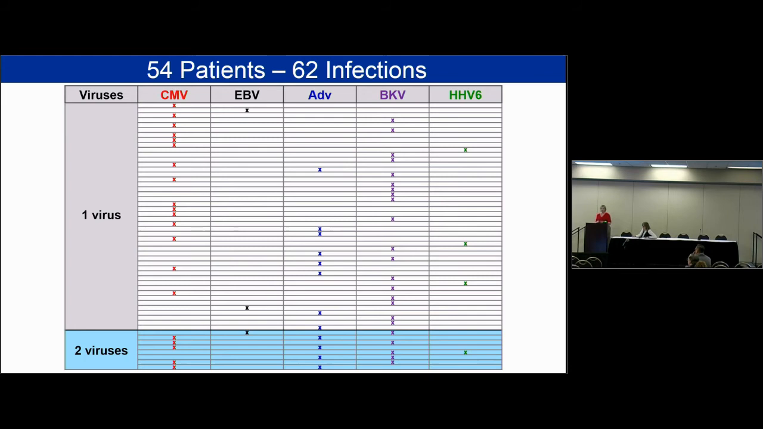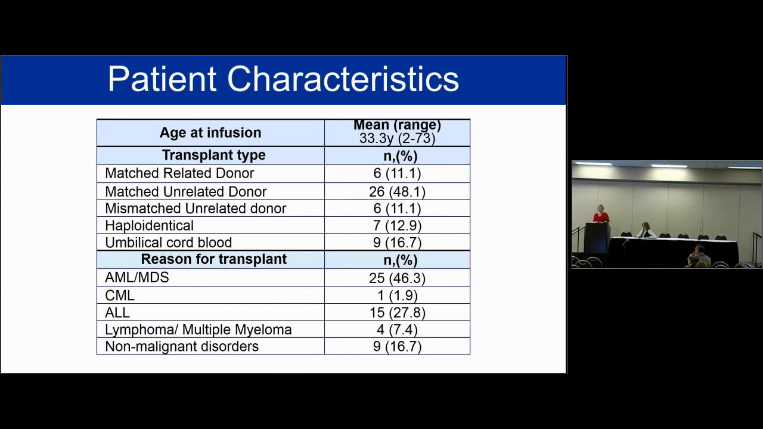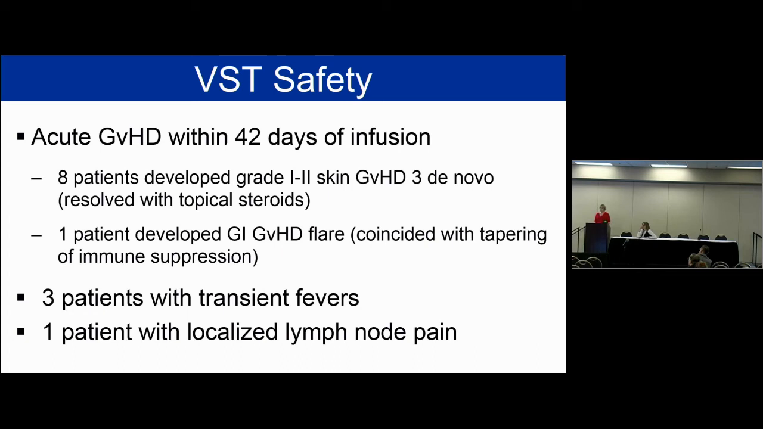Looking at the patient characteristics, we're treating infections in a variety of patients who've received transplants from cord blood right up to matched-related donor transplants, and who have been transplanted for a variety of malignant and non-malignant disorders. Looking first and foremost at safety, remember, this is a partially HLA-matched virus-specific T-cell product that we're infusing to an allogeneic stem cell transplant recipient. So the key question here is safety. Are these cells safe to infuse to patients, and will we see any evidence of graft versus host disease?